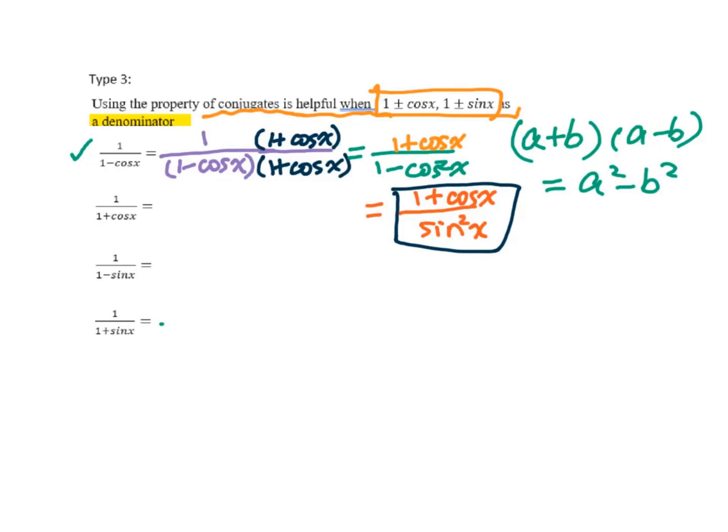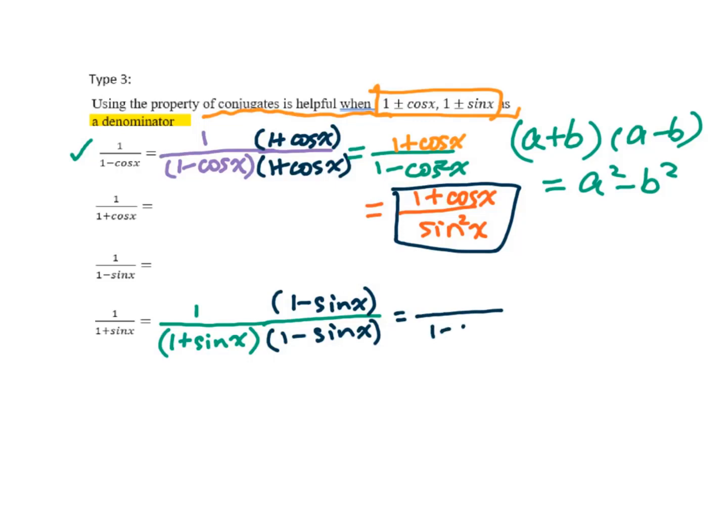Let's do one more. For 1 plus sine x, the conjugate will be 1 minus sine x. So we got 1 minus sine square x. Top is 1 minus sine x. Therefore, we got cosine square x. Top will be 1 minus sine x.